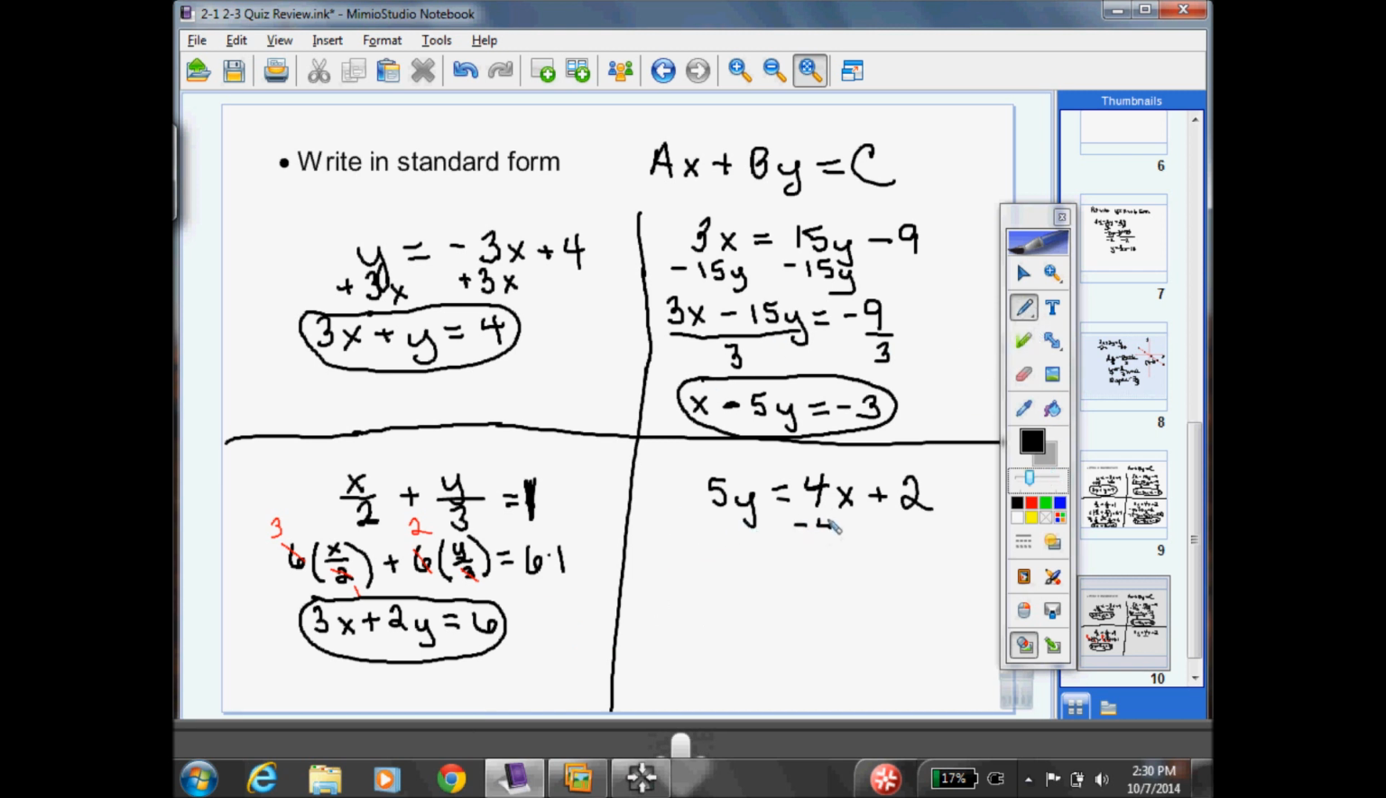Subtract 4x. Minus 4x. So this is negative 4x plus 5y equals 2. Question, Miles, or answer? Okay. But since you're thinking anyway, what's wrong with this? Why isn't it done? There's a negative 4. So do you know how to get rid of that?